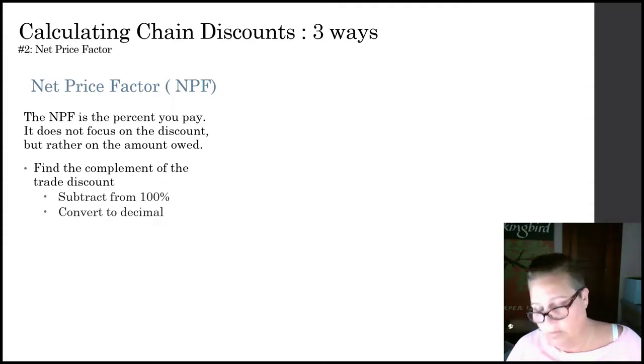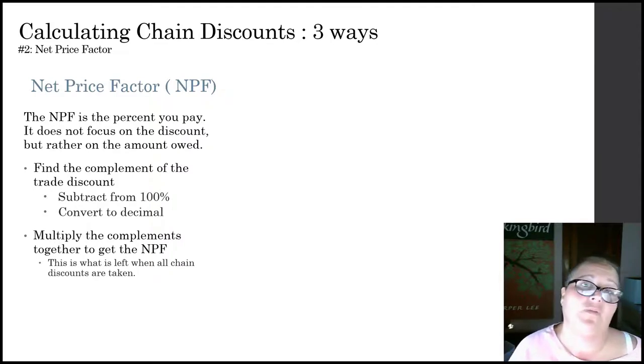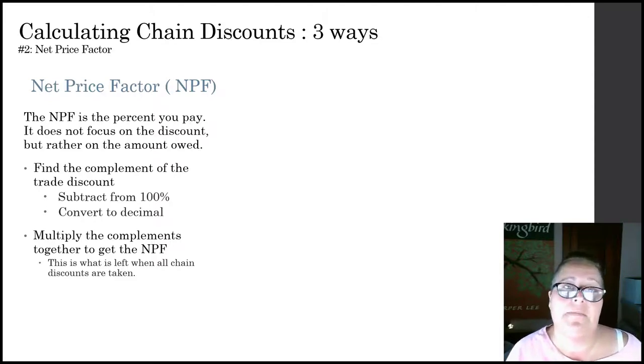Once we know what all of those complements are, we're going to multiply them together. This gives us the net price factor. This is the amount that will be left to pay once all the discounts are taken. But it's that percent, or that portion. It's not going to be a dollar amount. So this is the percent that is left to pay once all of your chain discounts are taken.